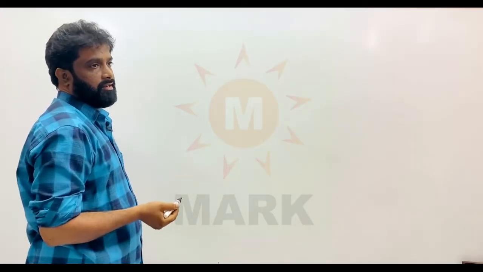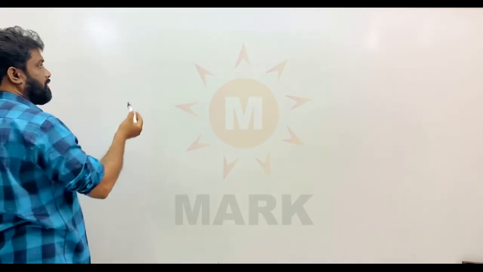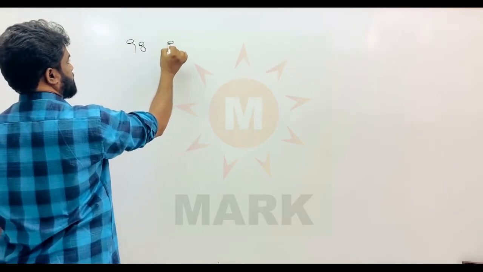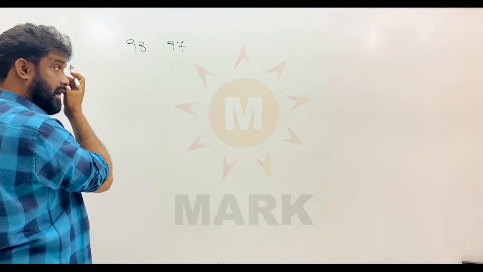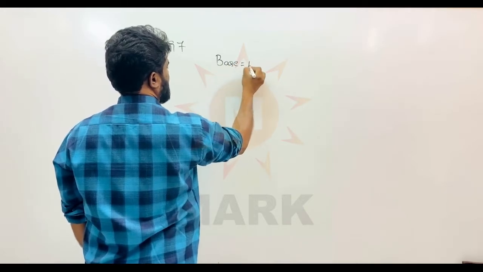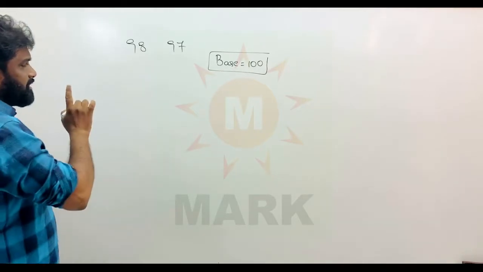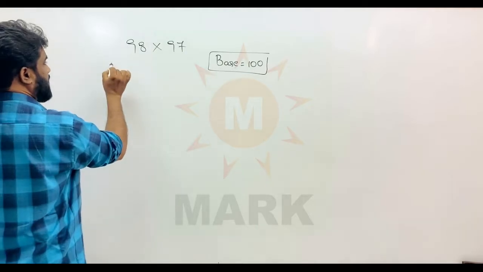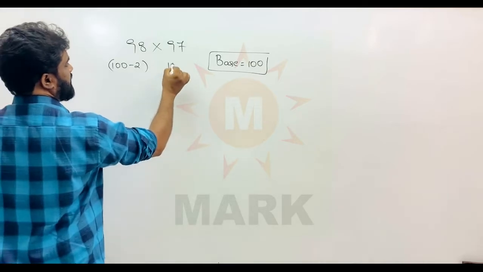So now we will take two numbers which are in the lower neighborhood of 100. Let us suppose we need to multiply 98 and 97. So 98 and 97, what is the base number? The base number is clearly 100. That means they are in the neighborhood of 100. So whenever you need to multiply 98 and 97, in your mind you have to think, okay, 98 is like 100 minus 2. And 97 is like 100 minus 3.